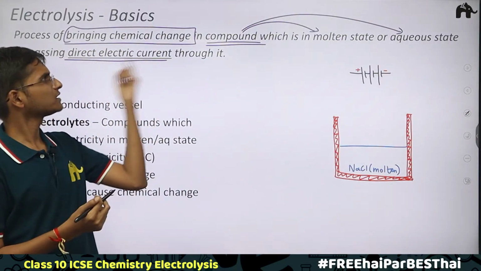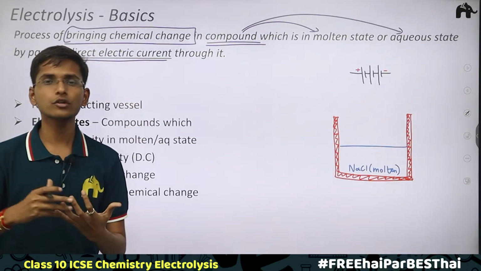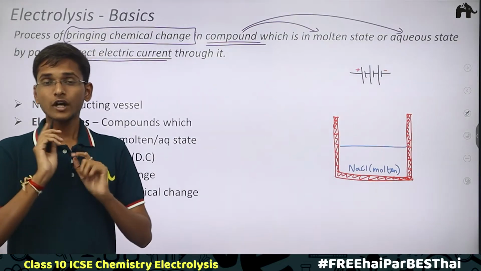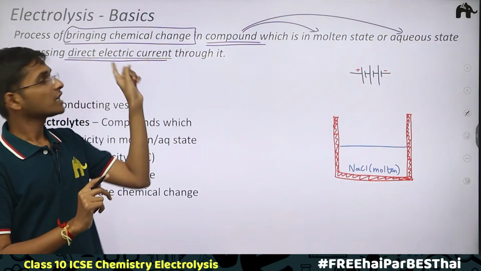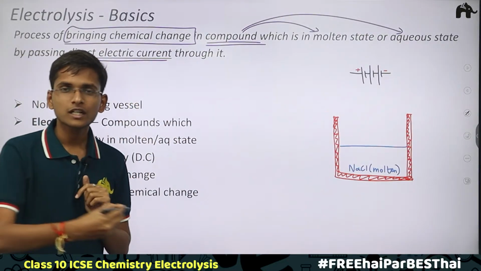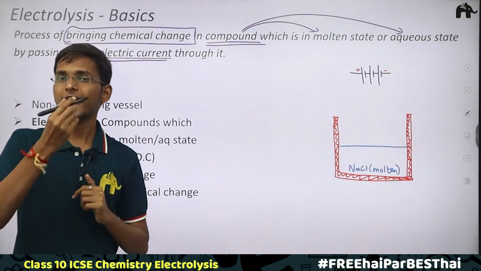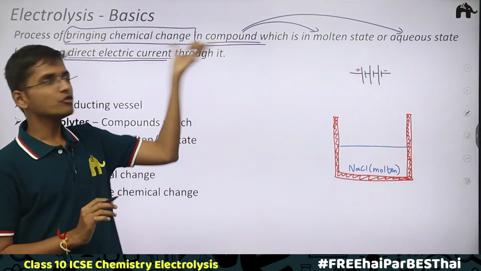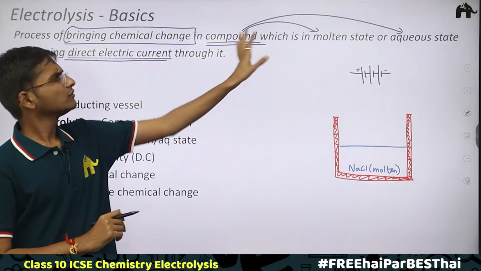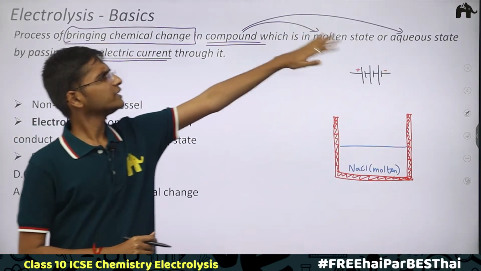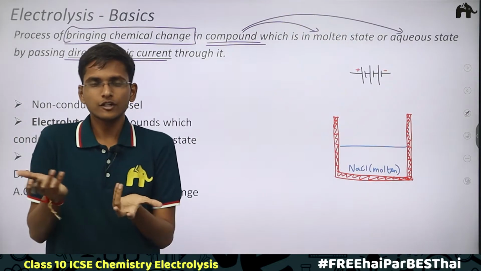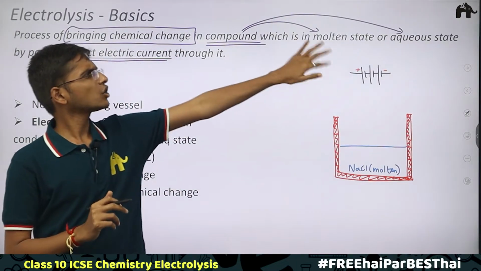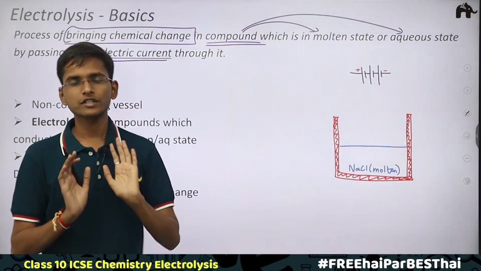Then only we can pass the electric current through it, right? If that compound is not allowing the current to pass through it, then the current cannot pass. So I need such a compound which actually allows the current to pass through it, which means it conducts the current, right? So I need a compound which conducts electricity either in molten state, or it may conduct electricity in its aqueous state. I don't have any problem, but it should just conduct electricity in either molten state or aqueous state.